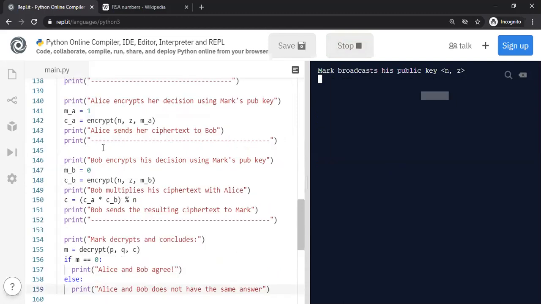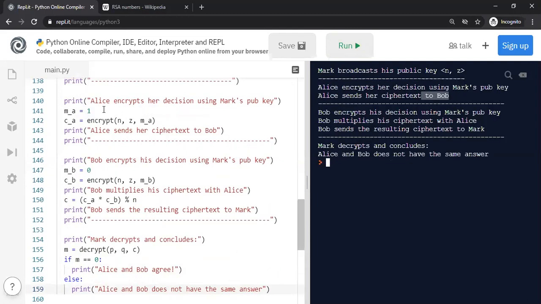Okay, in this case, they're actually disagreeing, right? Because Alice said 1, Bob said 0. That means they disagree. And I wanted to make sure that you get the idea of homomorphic correct. Alice is encrypting her message using Mark's public key, right? And then she sends it to Bob.